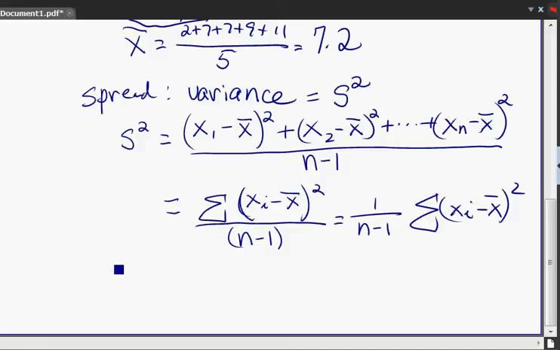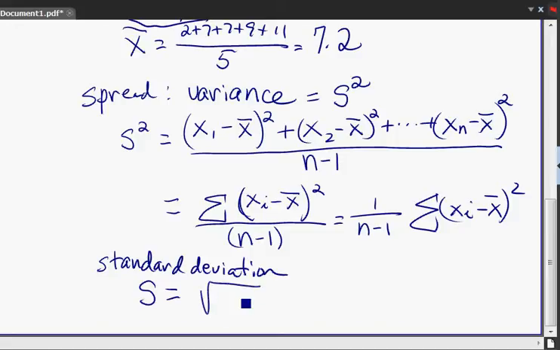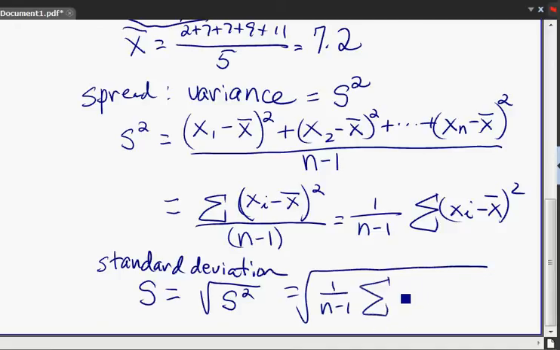And then the standard deviation, and that one we're going to abbreviate S, and that one we'll usually talk about more, although the variance is used more in formulas. It's just going to be the square root of the variance. Or you might see it written as the square root of your variance formula.